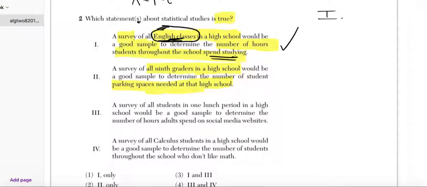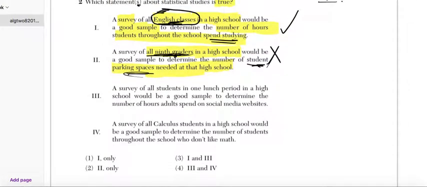So the sample is representative of the population. In this one, 9th graders, few, if any, of the 9th graders drive, so that's not going to give us a good idea of the number of student parking spaces needed, right? If 5% of 9th graders, which would still be too high, need parking spaces, it's more likely to be higher for the people from higher grades. So because most of them will not be freshmen, if any, right?